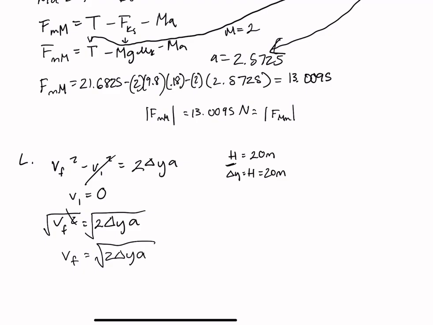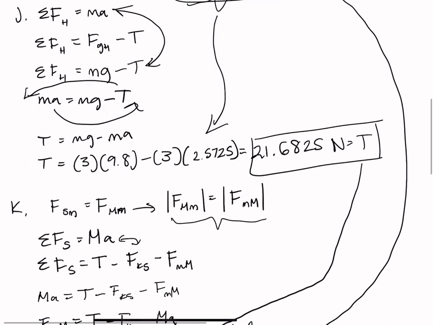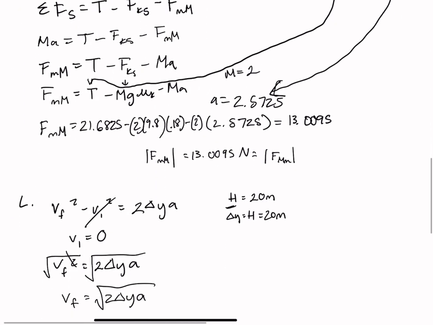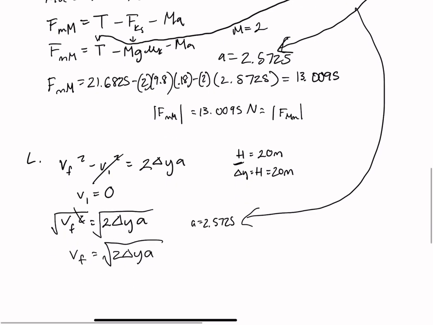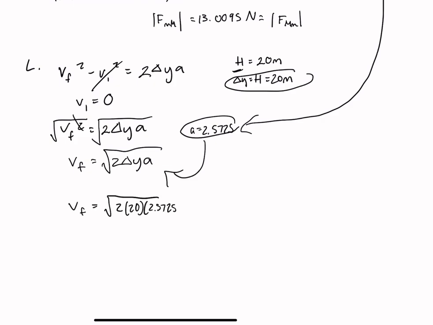Here we solved for a. So again, let's bring that down. And we have displacement in the y direction. So we can just go ahead and plug those in to solve for v. And you'll get around 10.144. So the magnitude of the final velocity is the speed at which the blocks are hitting the floor.